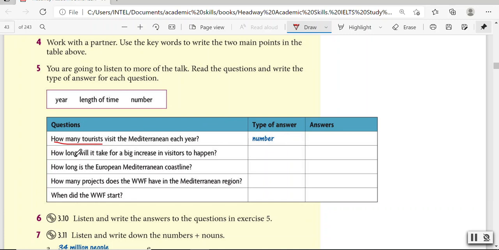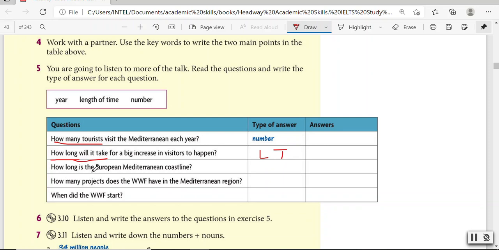Number 2, how long will it take? Okay, we explained this one in the previous video. How long will it take for a big increase in visitors to happen? How long means how much time. Okay, about the period of time, length of time. In this type we must answer with a length of time. I will write it like this, length of time.